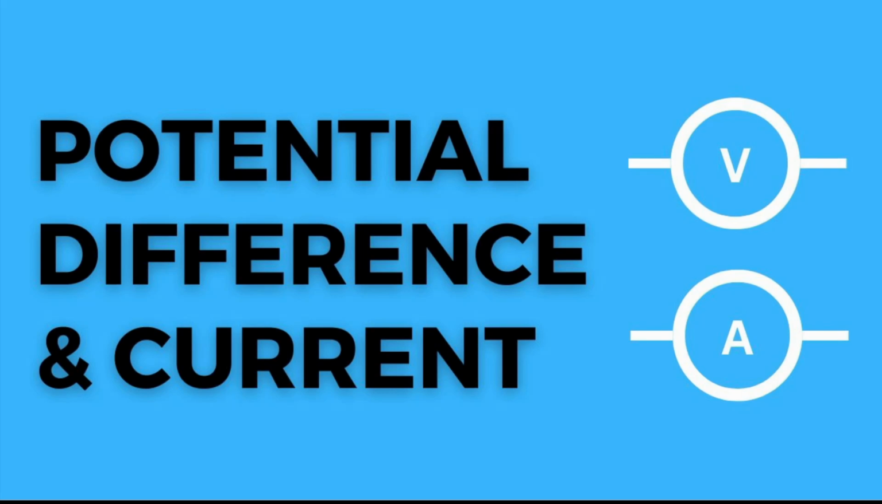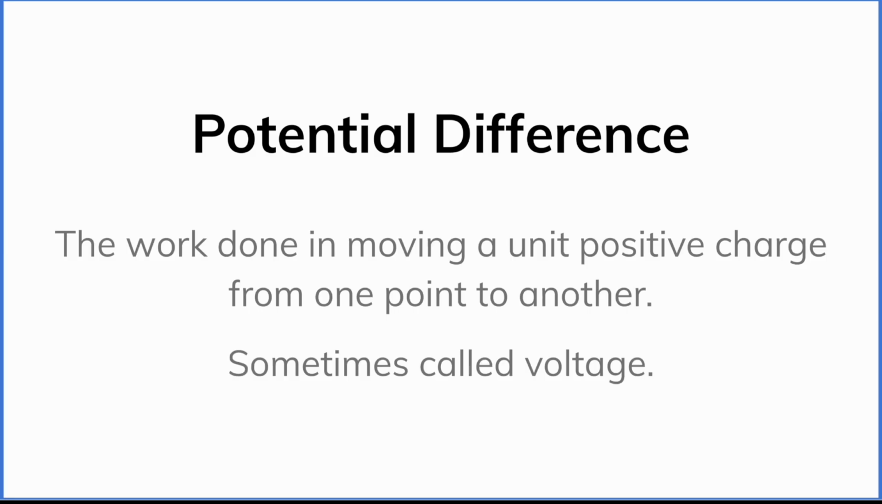In this video, we're going to talk about two key measurements we make when we're dealing with DC circuits, one being potential difference and the other one being current. Potential difference is defined as the work done in moving a unit positive charge from one point to another. And sometimes we call potential difference the voltage.